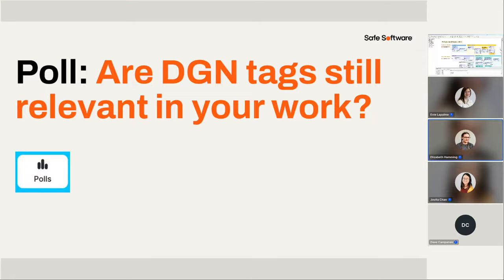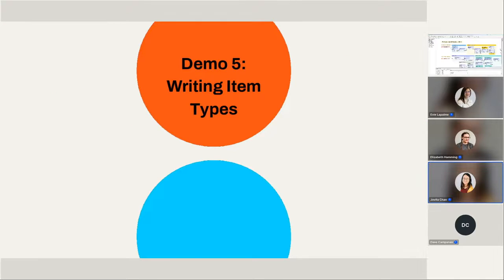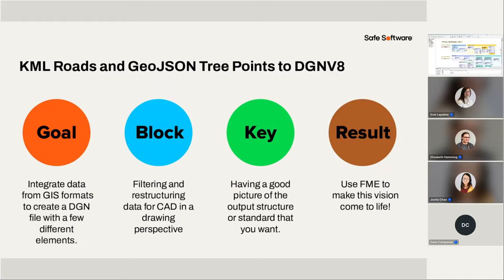Great, thanks everyone. Demo 5, this is our last one coming up, and we will be looking at writing item types. I was hoping to create a workspace that tied together a few more elements. So our focus here will be looking at creating cells with item types on them, as well as using the DGN styler to set things like line styles. So we're looking at writing or reading from KML roads and GeoJSON tree points and writing out to DGN v8.